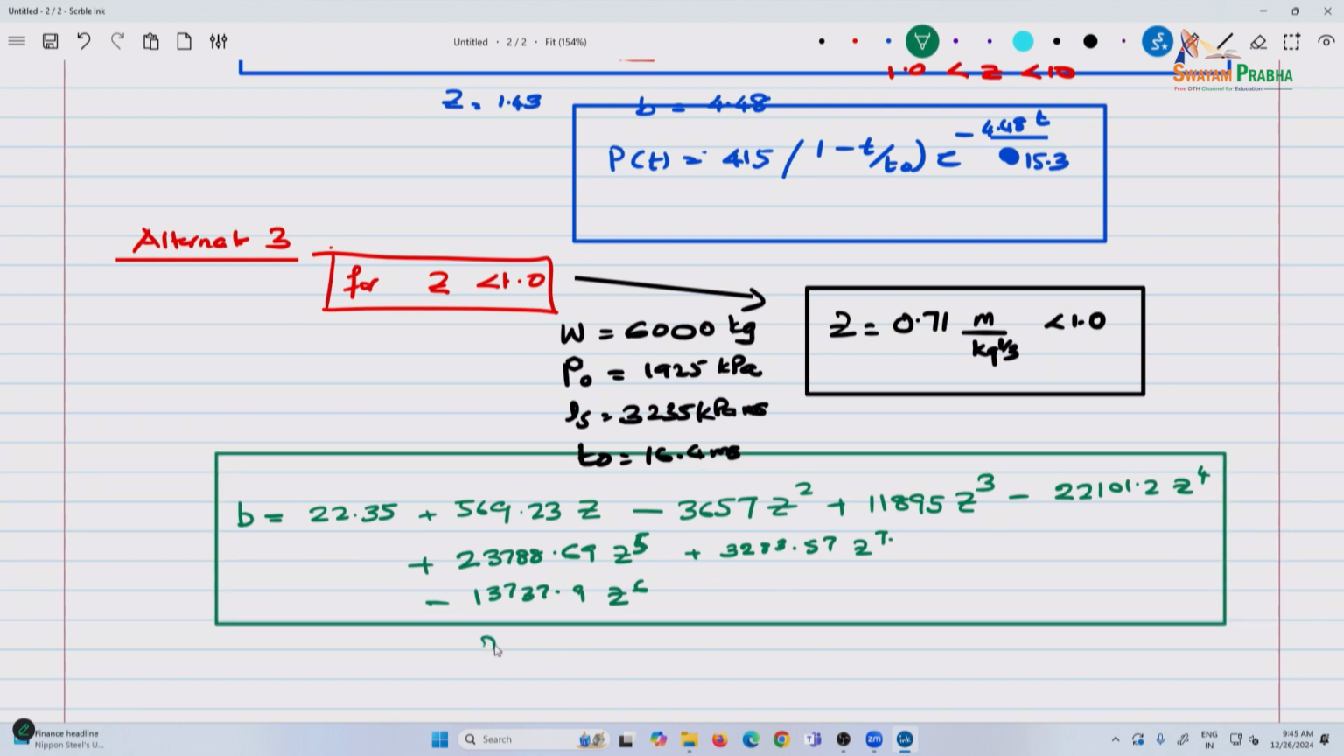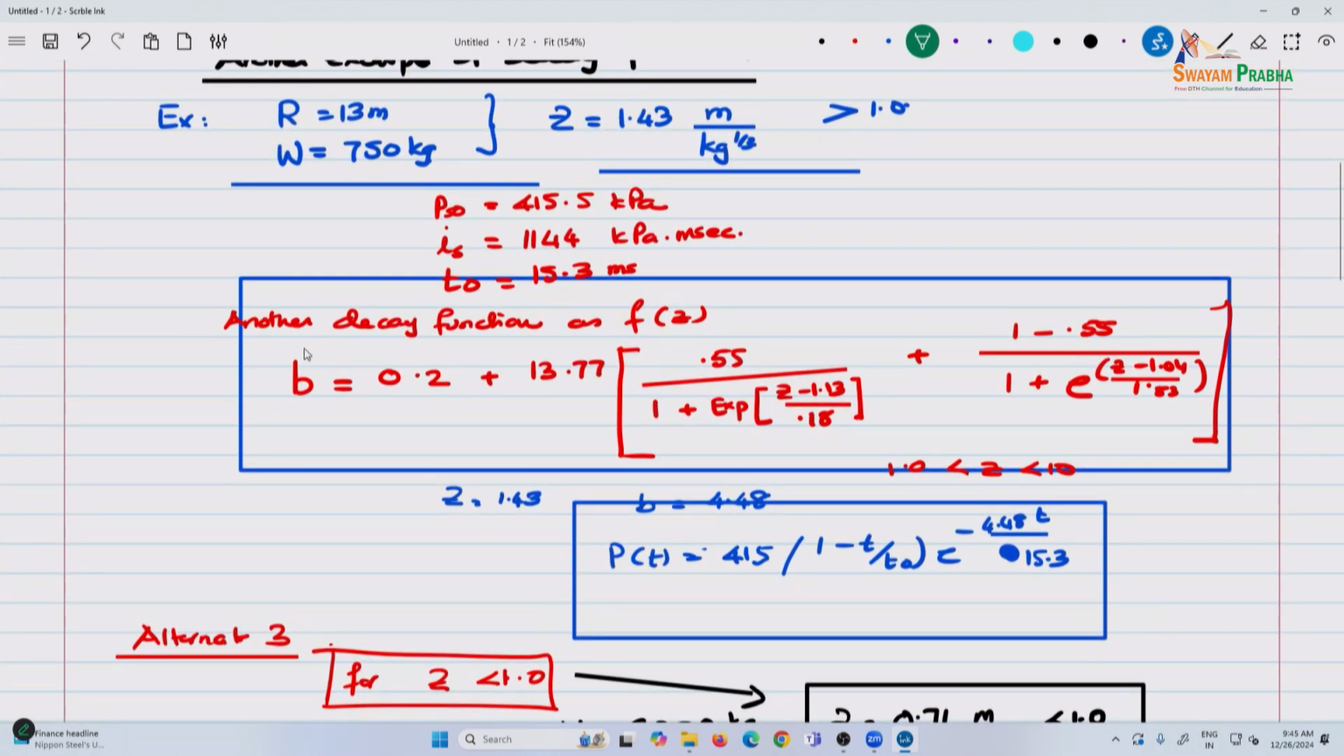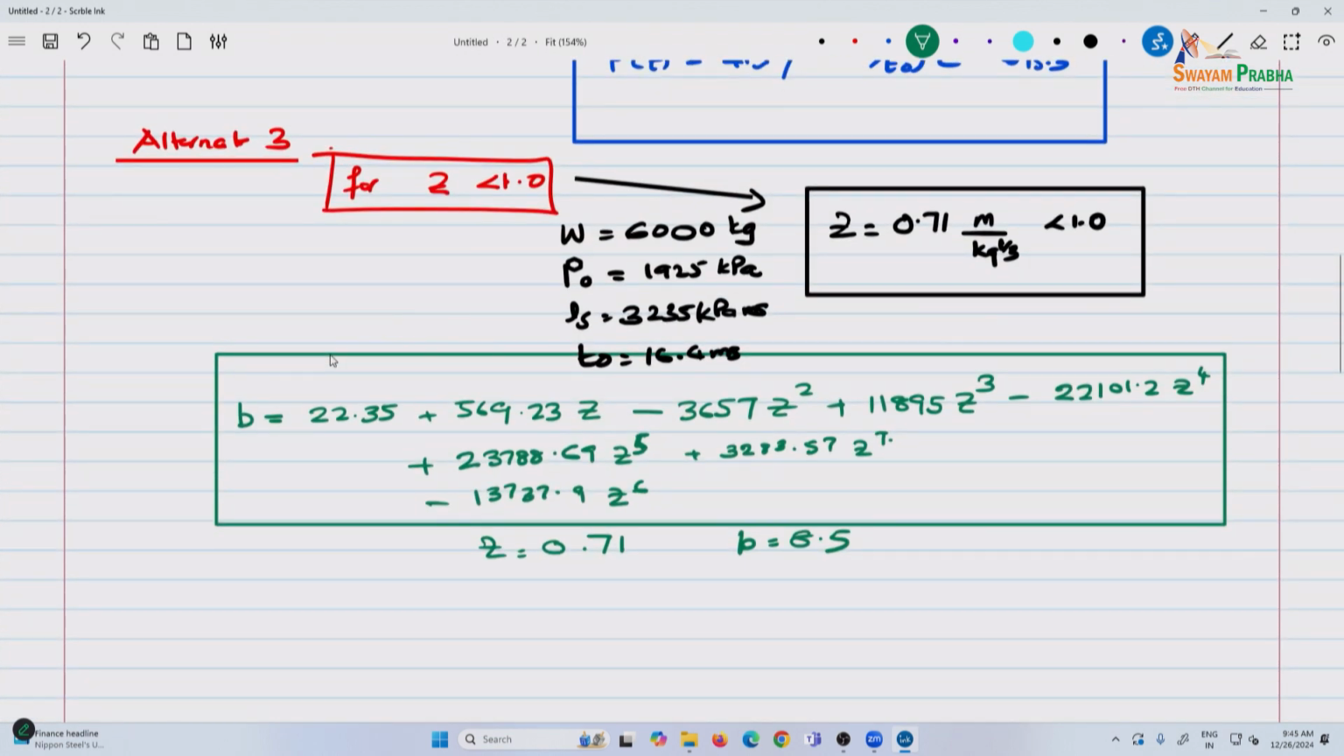And so for z equal to 0.71, your B comes to 8.5. But the numbers, if you look at it, the decay coefficient is 4.48, and you can plot it for yourself and try it out. So your expression for the Friedlander equation is 1924.8 times (1 minus t divided by 16.4) times e to the power minus 8.5 t.